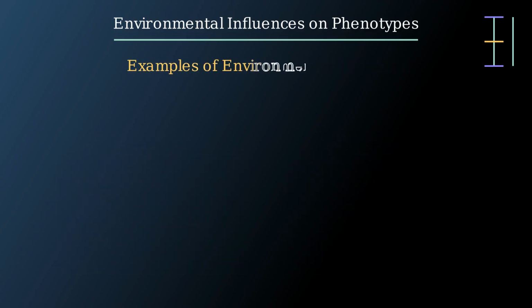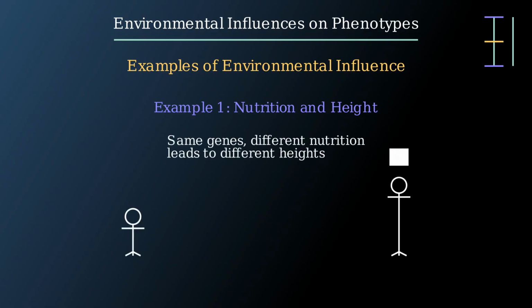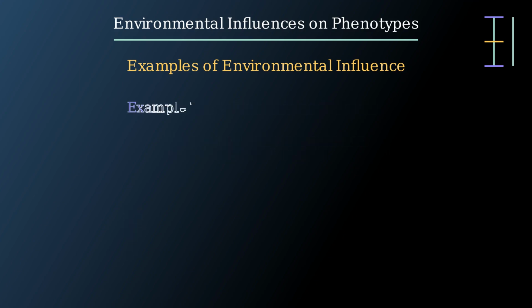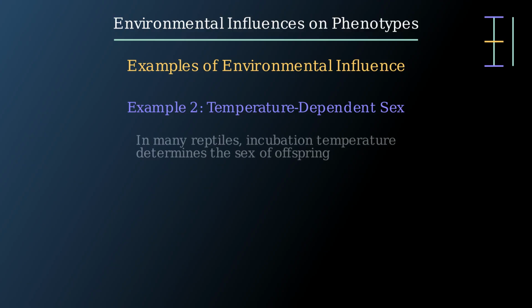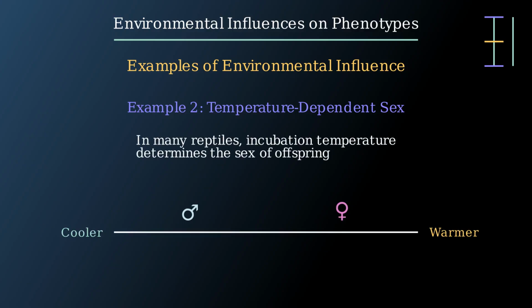Let's explore specific examples of how environment affects phenotypes. Nutrition significantly affects height. Two individuals with identical genetic potential for height can develop different adult heights based on their nutritional intake during development. In many reptile species, incubation temperature determines the sex of offspring. The same fertilized eggs develop into males at cooler temperatures and females at warmer temperatures, despite identical genetic makeup.